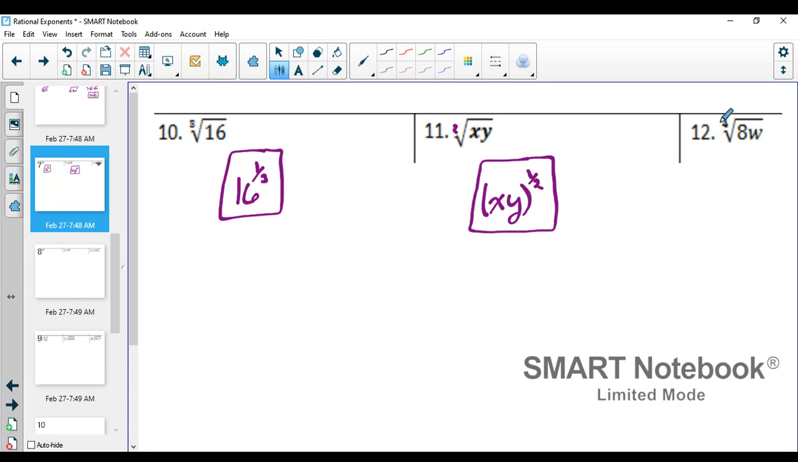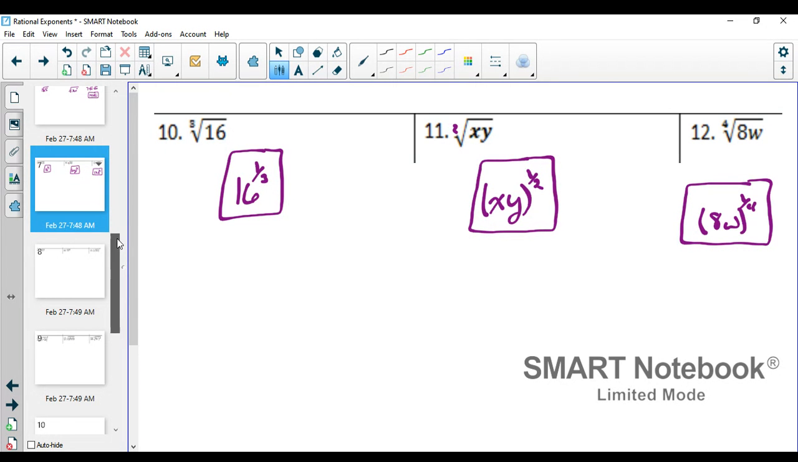All right, so we have the fourth root of 8w. So once again, like the xy, 8 and w are both underneath the radical sign, so they need to be in parentheses in our answer. So since it's fourth root, this is 1/4. And there's our answer.